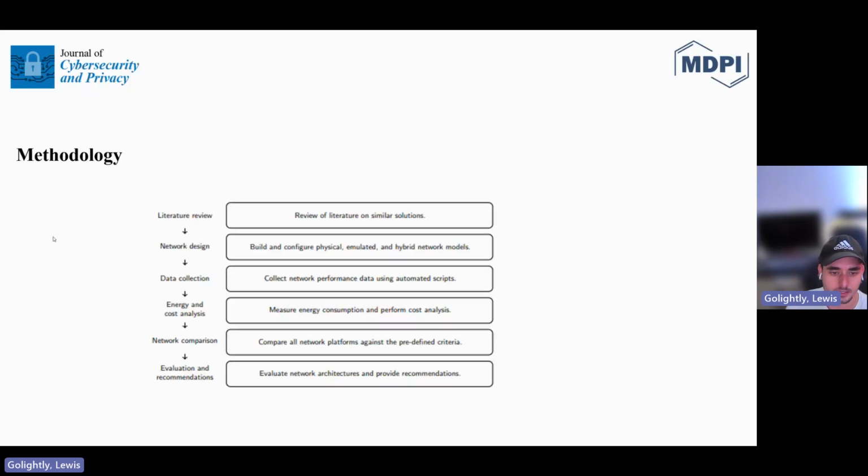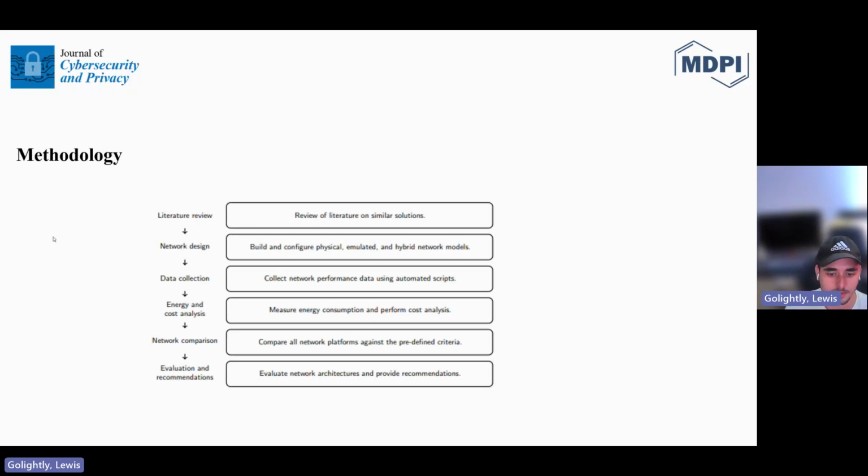The methodology for this study included a literature review, so a review on similar solutions. This is reviewing literature around GNS3 performance comparison evaluations, as well as normal Cisco traditional infrastructure. However, there was no literature that was found on comparing SEED Internet Emulator empirically to another network technology, so that was sort of the gap in the market for this paper. The network design, so the building and configuring of physical, emulated and hybrid network models, and the data collection using automated scripts, so TCL scripts for the Cisco appliances, and for loop for the SEED Internet Emulator.